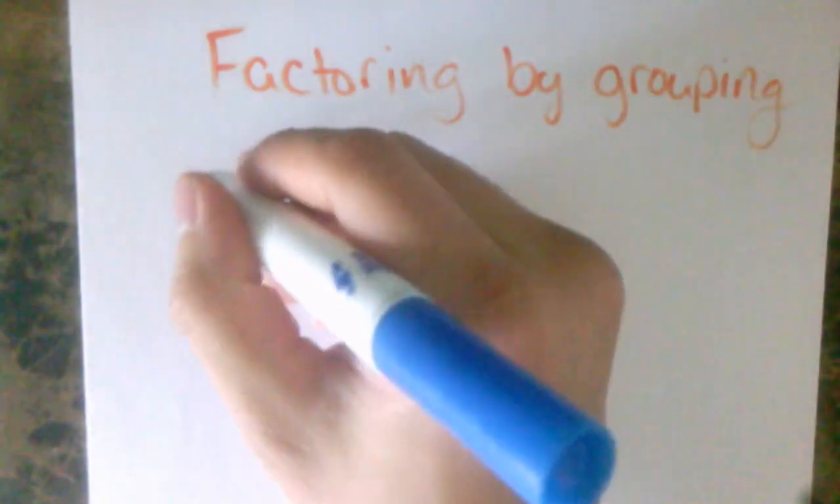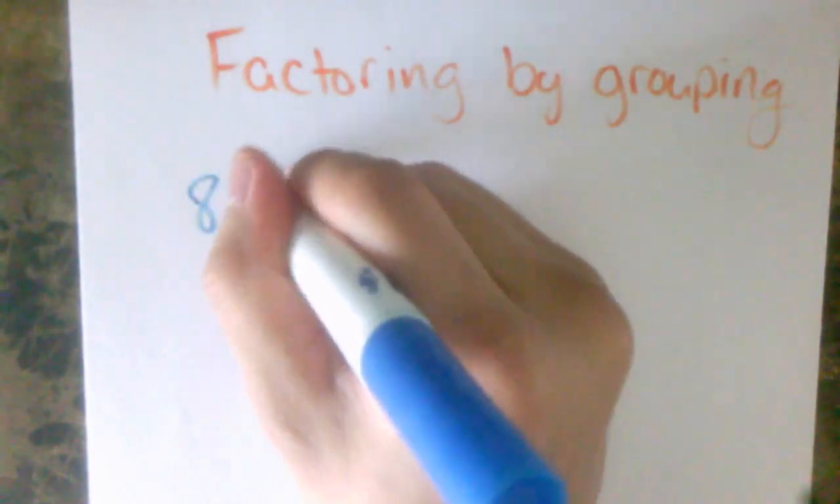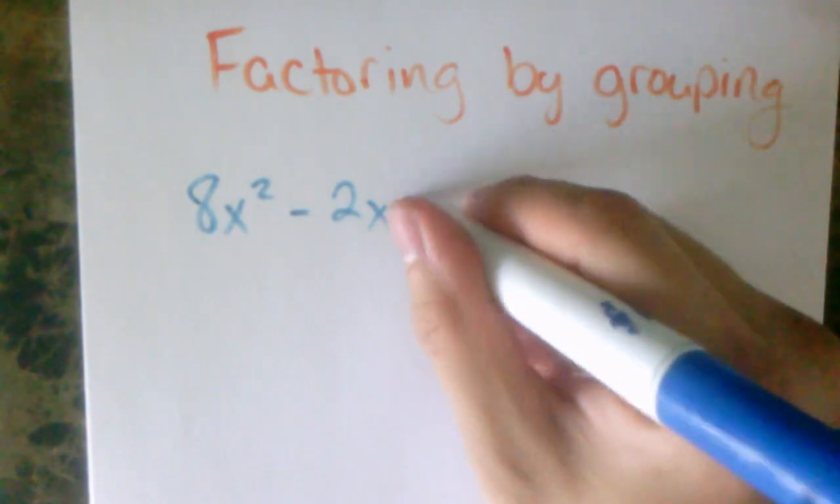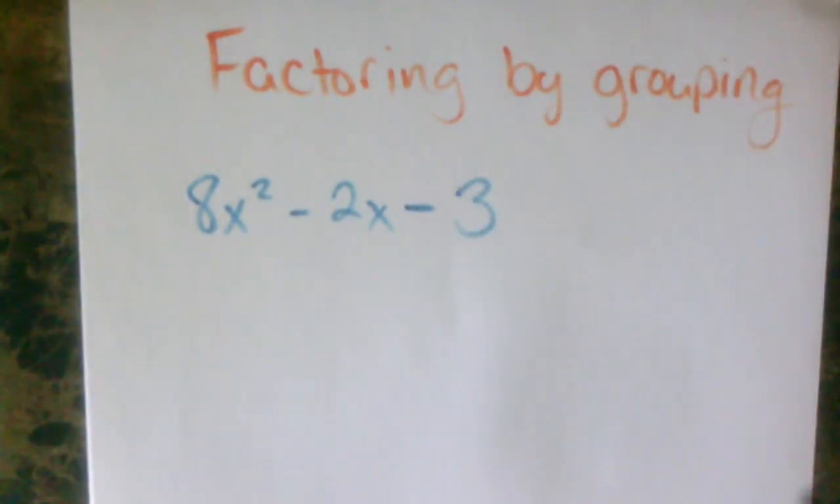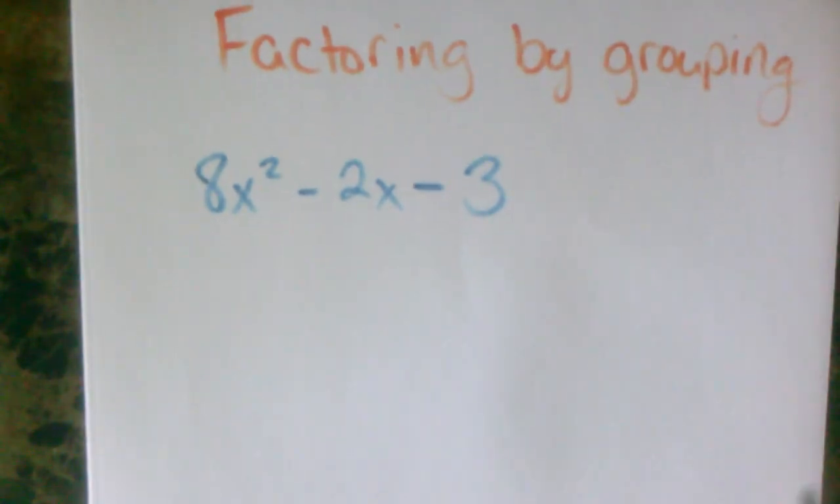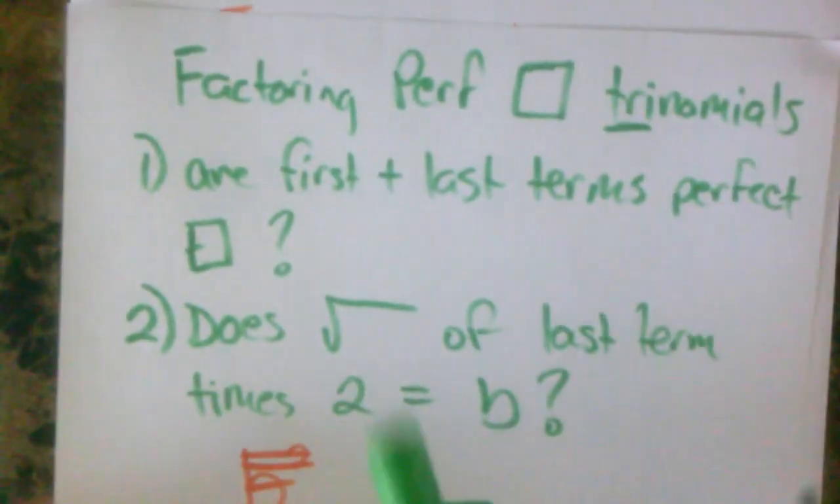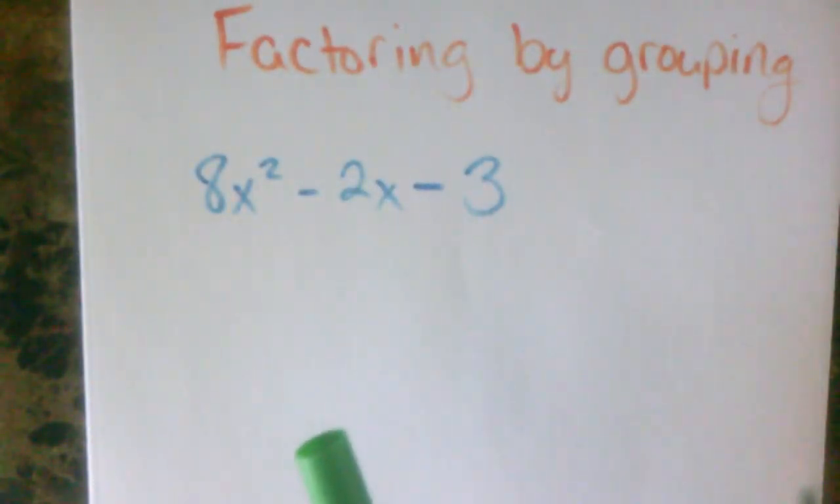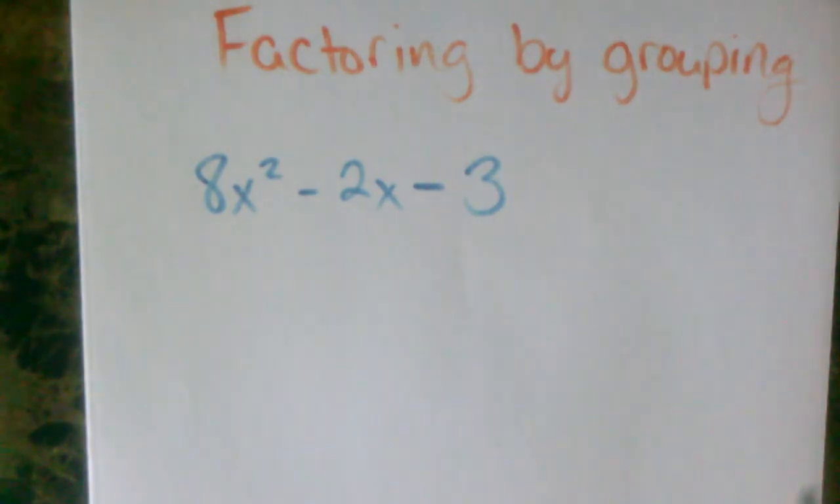So let's go ahead and pick a problem, something like 8x squared minus 2x minus 3. Okay. So if we're given this problem, it looks a little different. It does not fit any of our conditions. Are the first and last terms perfect squares? We take a look at it. First term is an 8. Last term's a 3. Neither of those are perfect squares. Doesn't work. The same thing happens with difference of perfect squares. So it doesn't fit any of our other qualifications. So we have to factor this one by grouping.